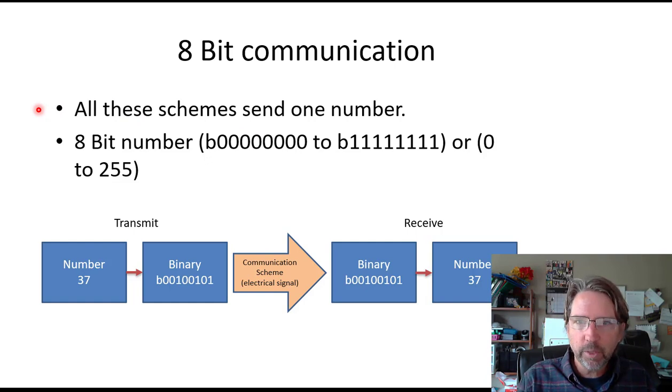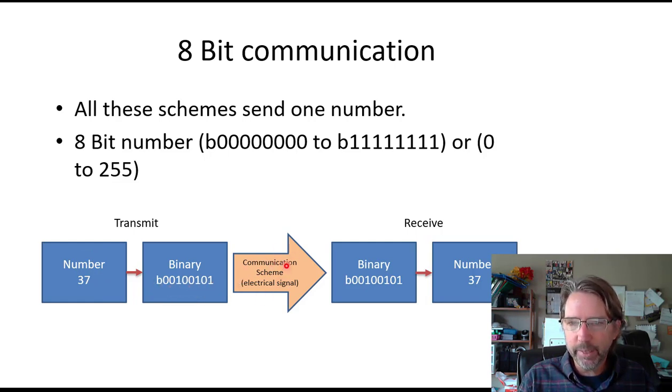So the goal for all of these serial communication schemes we're going to talk about is to send a number, an 8-bit number. So we have to send 8 bits somehow from one device to another. So we have a number like 37. We want to send that. So that's stored in binary. Here's the binary representation of 37.